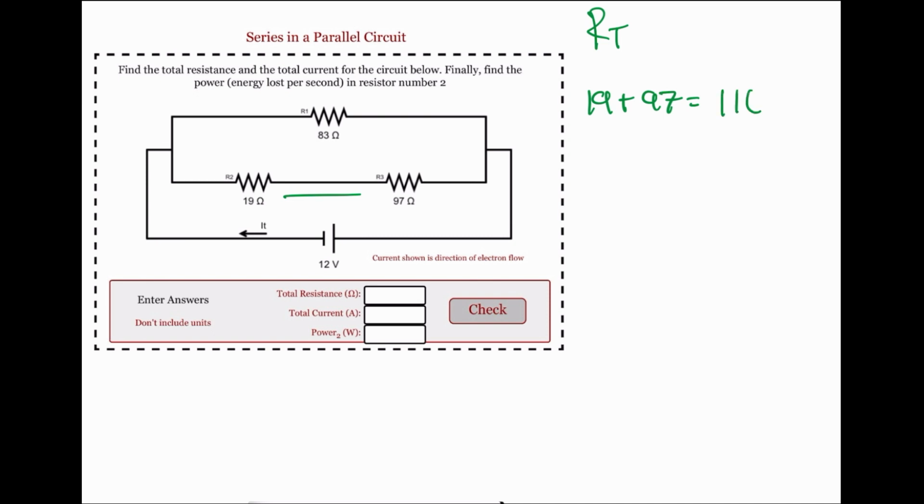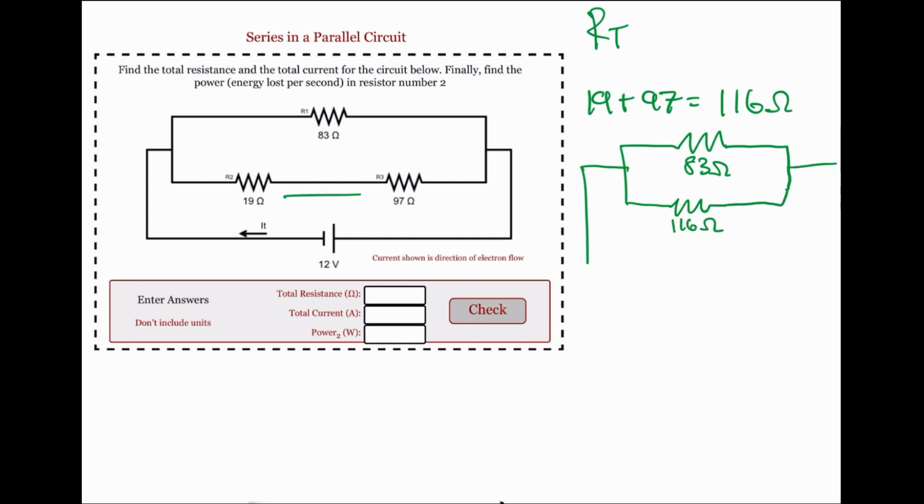That gives 116. Now, if we sketch this circuit out again, it'll look like this. Right? Because we condensed it, because these two are in series, and now we do parallel here.